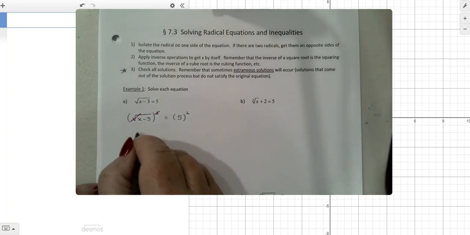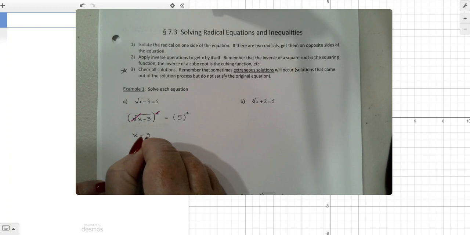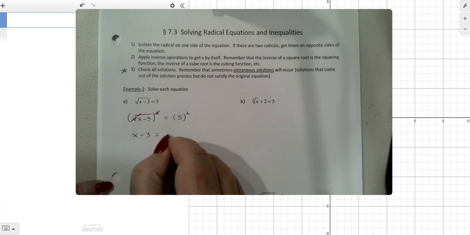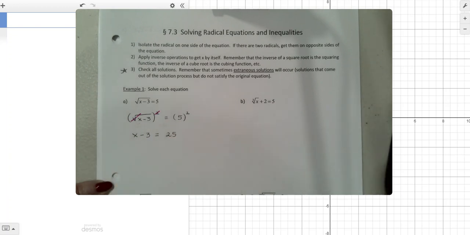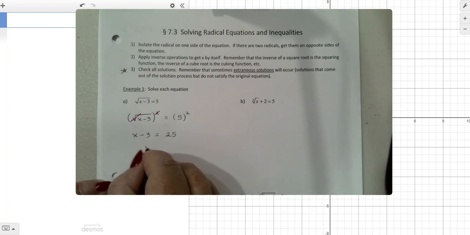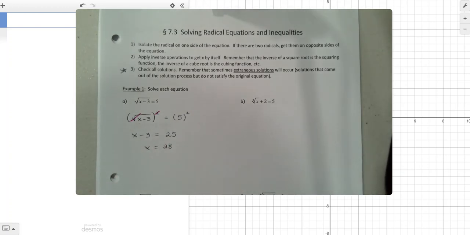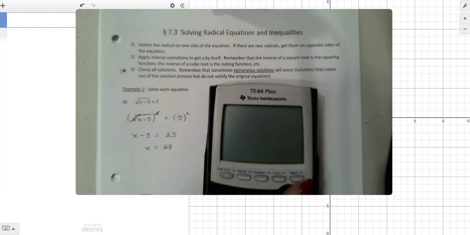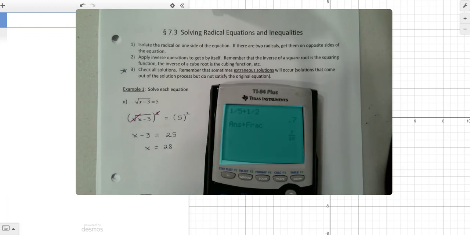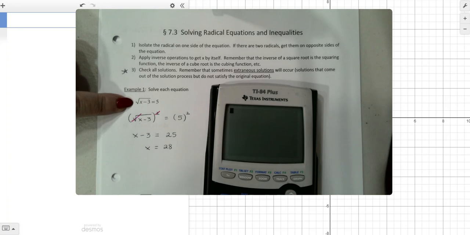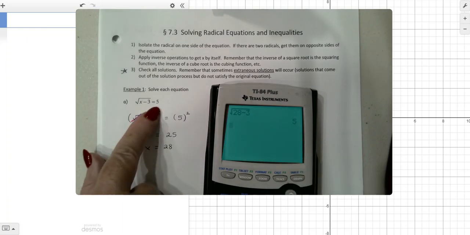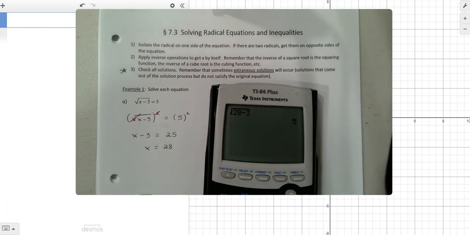So I just end up with x minus 3 over here on the left, and 5 squared, or 25. That's going to give me x equals 28. And before I actually say, yes, I'm done, that's true, I'm just going to double check. If I plug in 28 for x, I do indeed get 5 for an answer. And that solution is perfectly good.